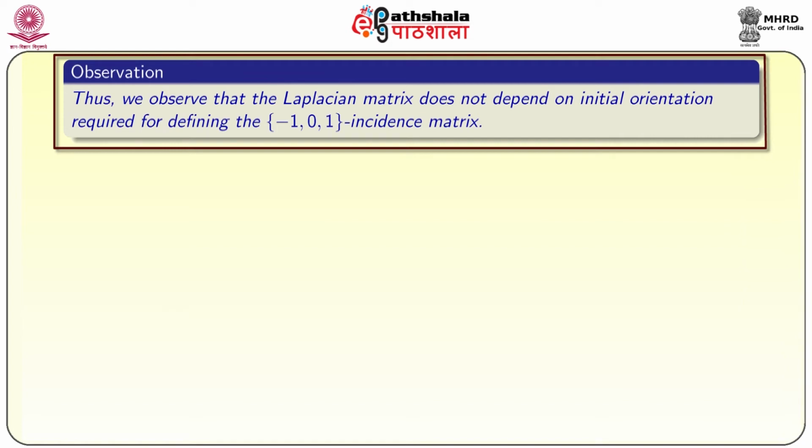Thus, we observe that the Laplacian matrix does not depend upon the initial orientation required for defining the minus 1, 0, 1 incidence matrix. It is independent of the orientation. So, one has to check. It is an exercise to check that part. So, L(X) does not depend upon the orientation of Q(X).